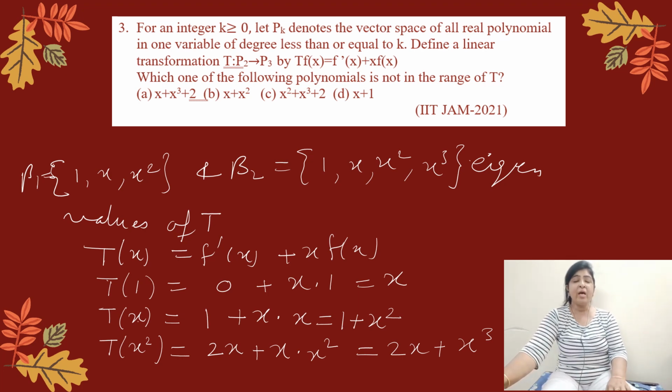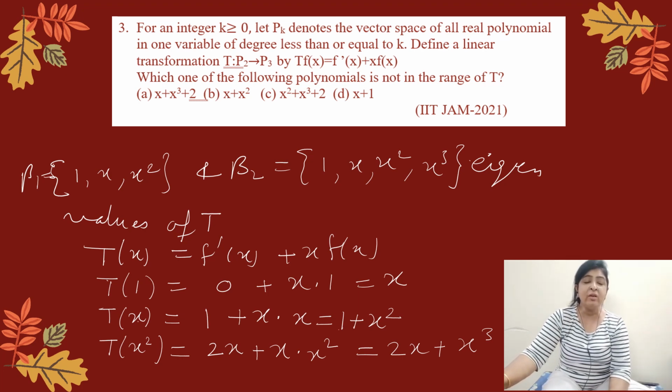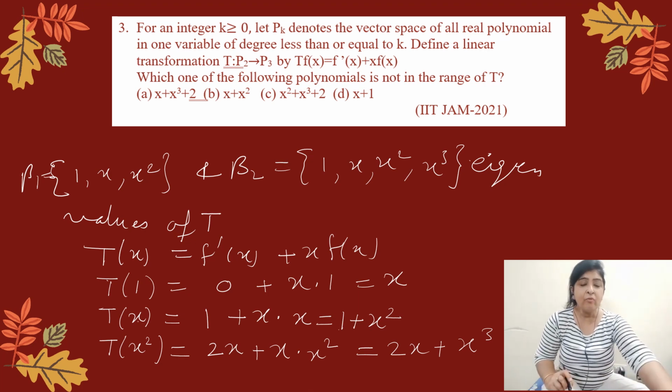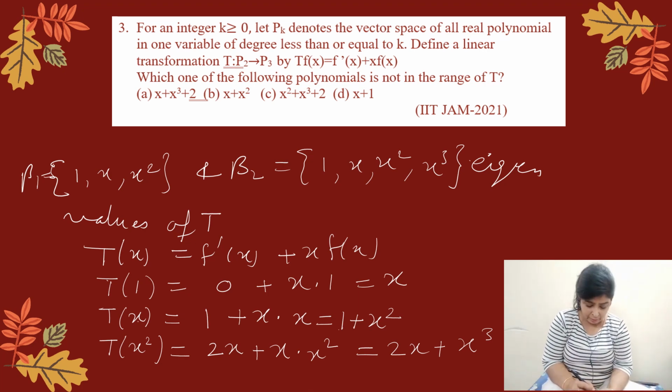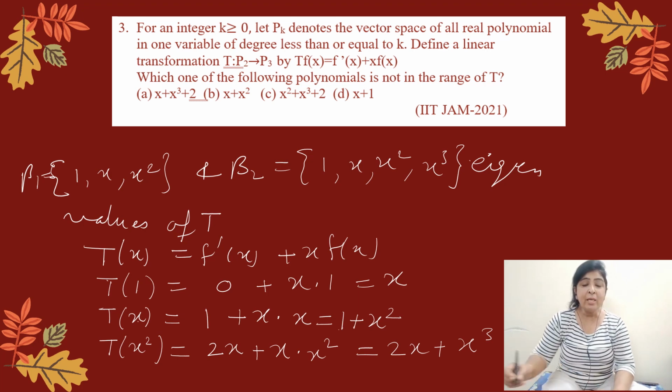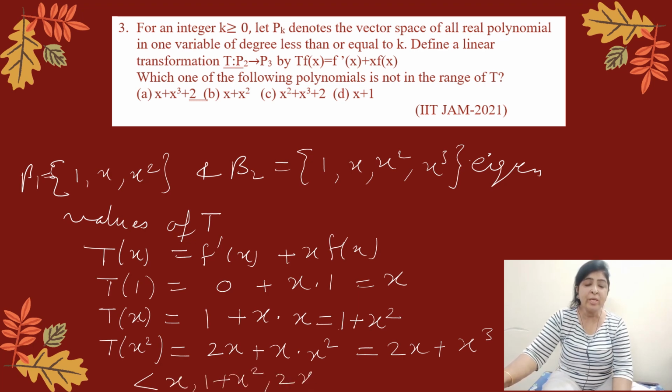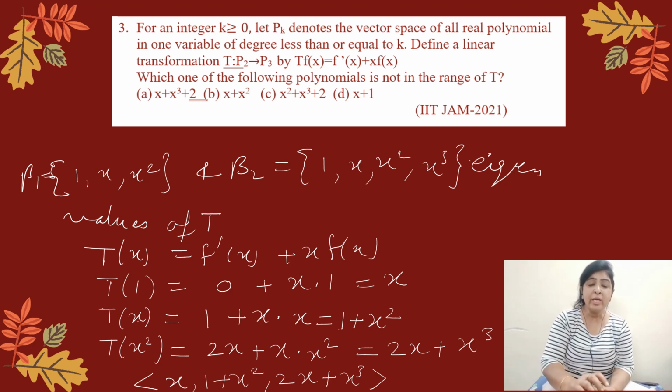So we have the images of 1, x and x square as the set x, 1 plus x square and 2x plus x cube. So these all are elements of the range. So the range of T, what will it be?